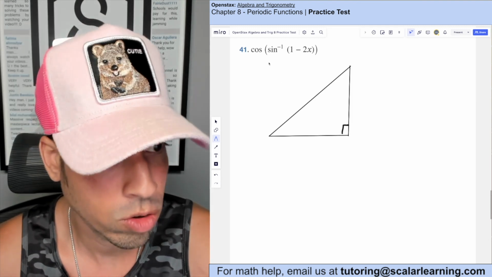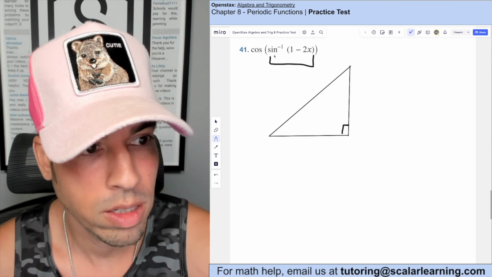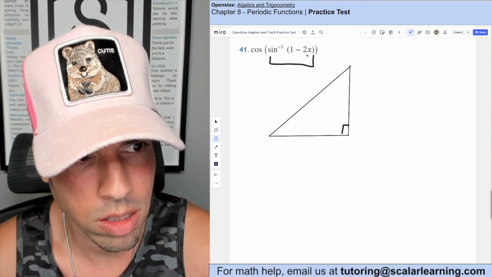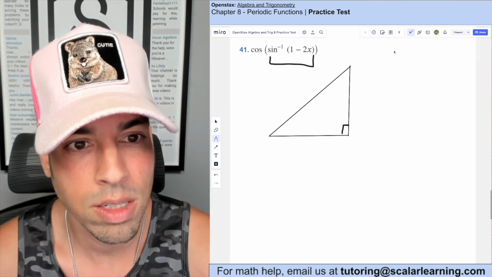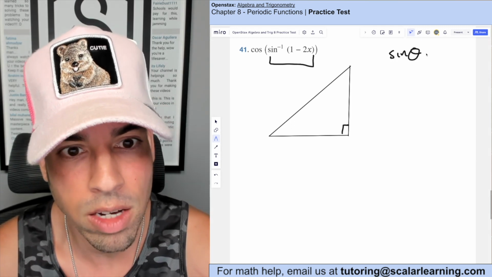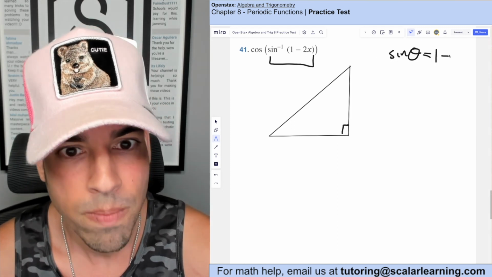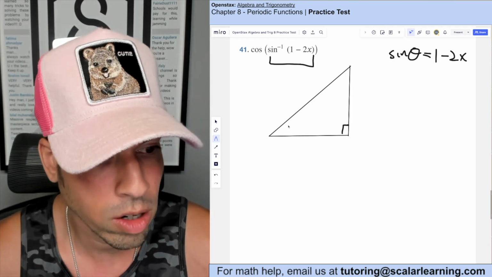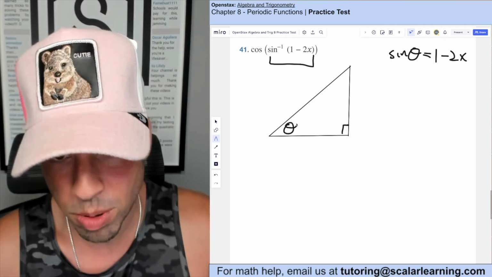So to do this problem, we actually have to draw a triangle. We can't use the unit circle. So we're going to start with this. And remember, this is saying arc sine of 1 minus 2x. But this is the same thing as saying sine of some unknown angle is 1 minus 2x. And then in the triangle, we can call this angle theta right there. We can put it in.